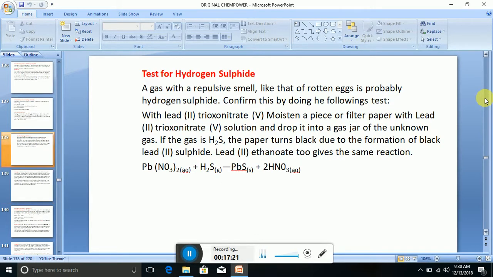So that's where we're going to end for a very detailed, straight to curriculum course outline for JAMB and WAEC for sulfur and its compounds.